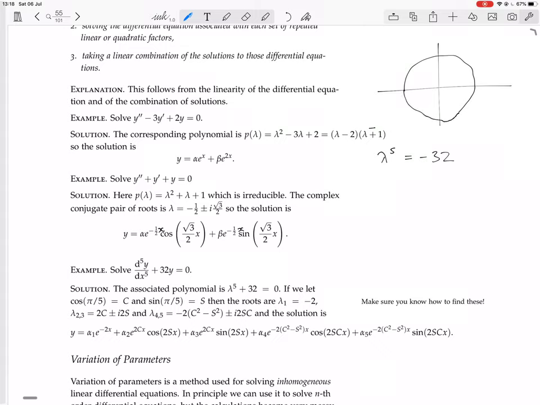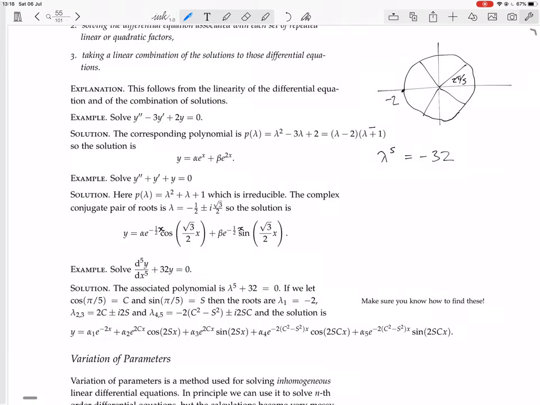We're just finding the fifth roots of things. So minus 2 is one of them, because minus 2 to the 5 is minus 32. Then the other roots need to be evenly spaced around this circle. 2 pi is the whole angle around the circle, so each of these angles must be 2 pi over 5. Let me count: 1, 2, 3, 4, 5, yes. That's 2 pi over 5, that's 2 pi over 5, that's 2 pi over 5.